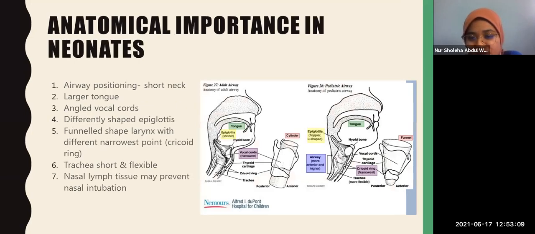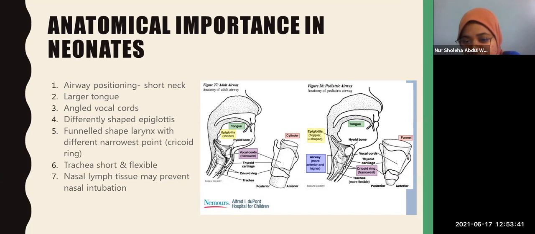Next is the anatomical importance in infants. We need to keep in mind that in infants and also pediatric patients, the airway positioning is quite different. They have a short neck and a larger tongue compared to adults. They have angled vocal cords and a differently shaped epiglottis. They have a funnel-shaped larynx with a different narrowest point.